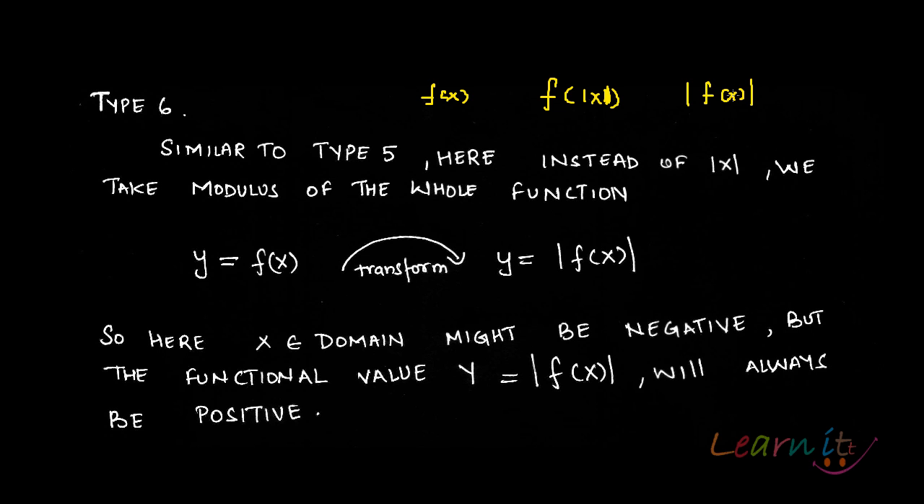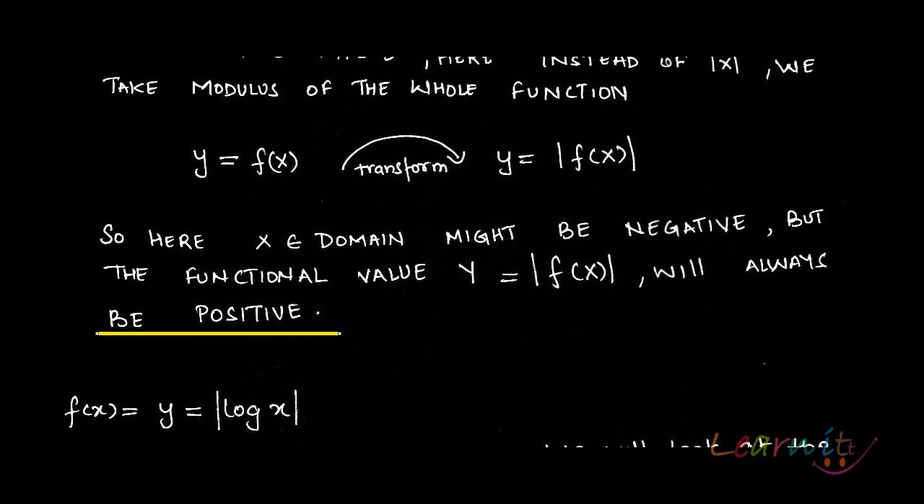So the y values that ultimately I want to look at are all positive. That's the meaning of it. My y values should always be positive. x in the domain might be negative, but the functional value y that equals modulus f(x) will always be positive. That's why I want to look at y equals modulus f(x).